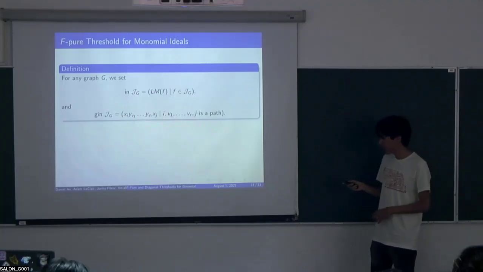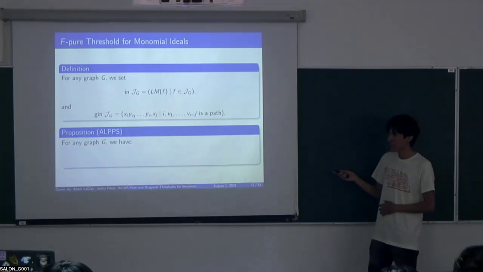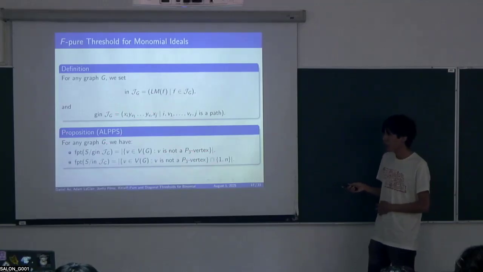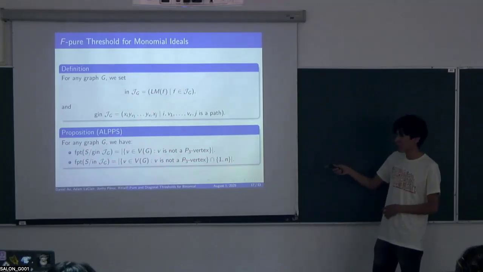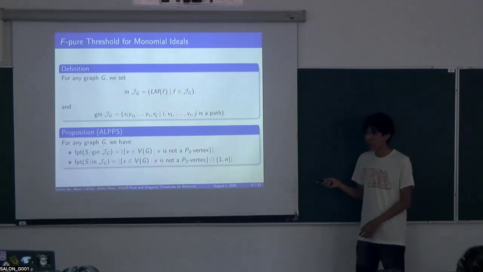And for these two, we have the exact value of the pure threshold. For any graph G, the threshold of the generic initial ideal is the number of vertices that are not P3. And the threshold of the initial ideal depends on the labeling, but it's the number of vertices that are either the first one or the last one and are not P3. So from here, we can see that those are always integers. The threshold of the initial ideal is always either 0, 1, or 2, and it's always bounded by the threshold of the generic initial ideal.